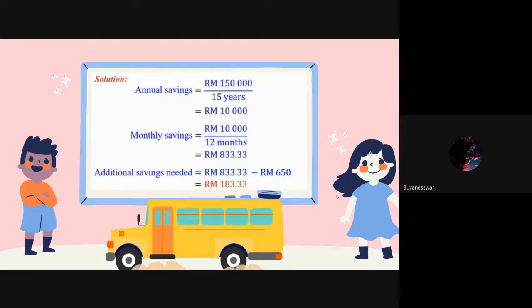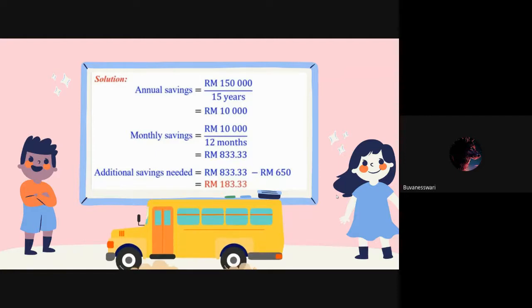So when you see Mr. Wong's financial plan, you'll see that he's already having a fixed monthly savings of around 650 ringgit. So he has to subtract the monthly saving that he has, 650 ringgit, from 833 ringgit and 33 cents, to know how much more he has to add. So after deducting 650 ringgit, Mr. Wong needs to increase his monthly savings by 183 ringgit and 83 cents.